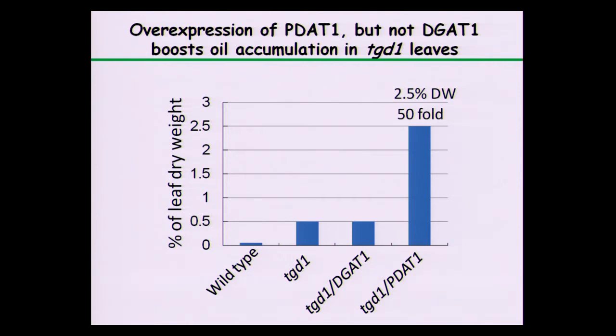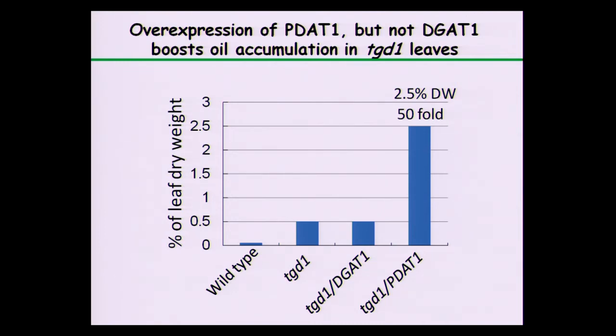So to test whether they play any role in oil biosynthesis in leaf, we use a transgenic approach. We overexpress PDAT1 or DGAT1 in the TGD1 mutant. We see whether these two enzymes are limiting. Overexpressing, we increase the protein as well as the membrane level for these two enzymes. So as shown here, if we overexpress DGAT, we don't see much difference. Oil content here is TAG oil content compared with the TGD mutant. But if we overexpress PDAT, we see a 50-fold increase. So this data suggests that this enzyme is very important, the key player in oil biosynthesis in leaf, at least in Arabidopsis, but other systems are probably different.